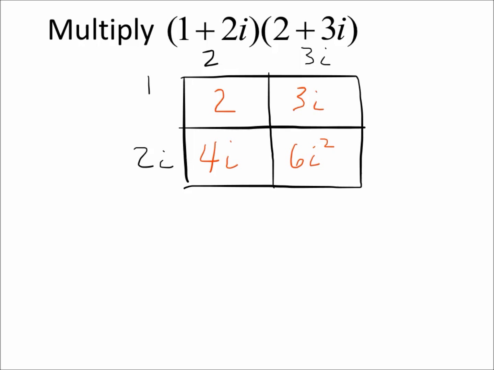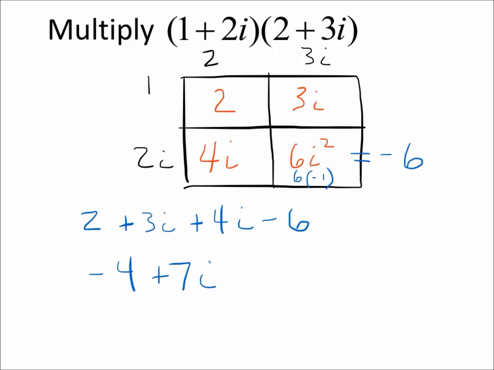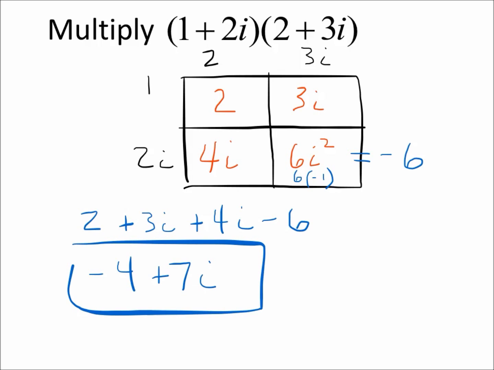Just like before, I remember that i squared is really -1. So this is 6 times -1, which is -6. Now I write everything out like I did in the last example: 2 plus 3i plus 4i minus 6. And now I add like terms. 2 and -6 is -4. 3i and 4i makes 7i. And there's my final answer.